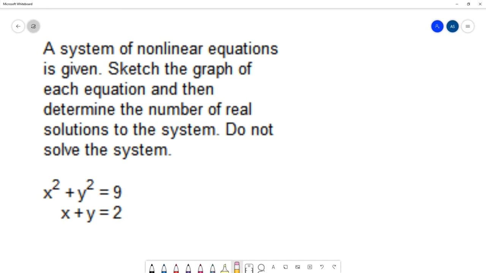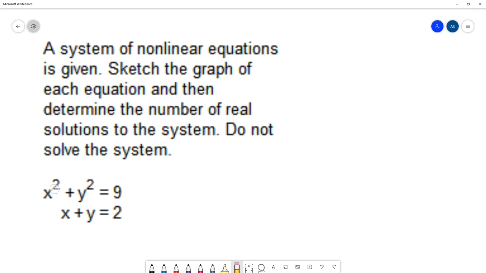This is going to give us information about the number of solutions to this system and the approximate value of those solutions. Really, the best way to solve a system is using one of our algebraic techniques of the substitution method or the elimination method. So our goal here is just to get a visual representation of our solution to these systems of equations.